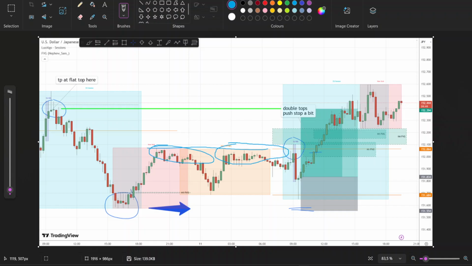And it's something I've been telling myself for a very long time. The most recent area has not yet been proven, so it is disregarded in terms of targets. That's why the target is up here at the green line. And the green line is at the flat tops here.